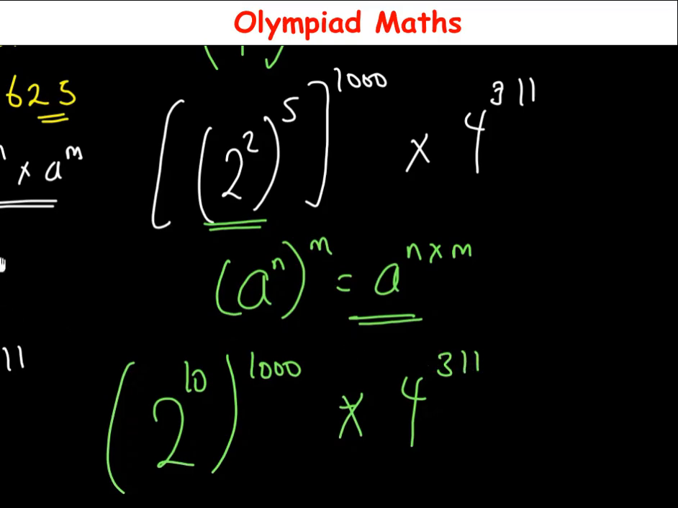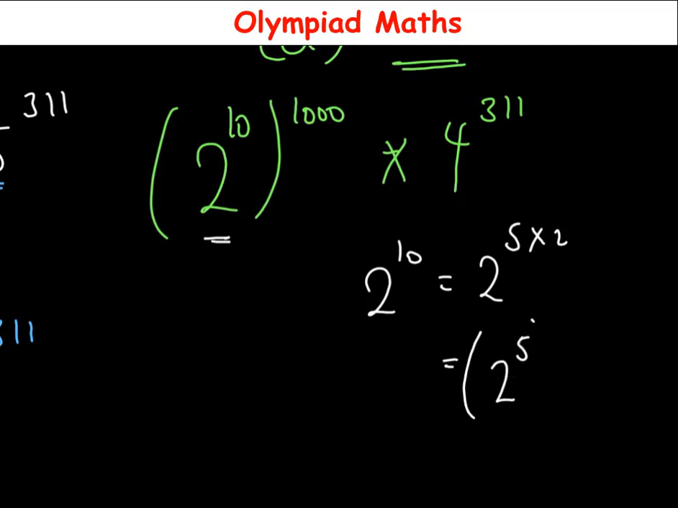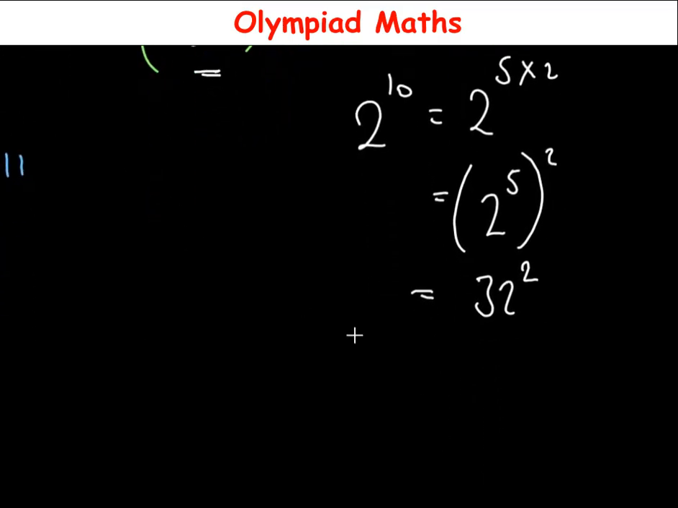So with this, the next thing for us to do is to get the value of 2 raised to power 10. Now, 2 raised to power 10 is equal to 2 raised to power 5 times 2, 5 times 2 is 10. This is then equal to 2 raised to power 5, all power of 2. And 2 raised to power 5 is 32. Then all raised to power 2. 32 squared is equal to 1024. So from here, 2 power of 10 equals 1024.